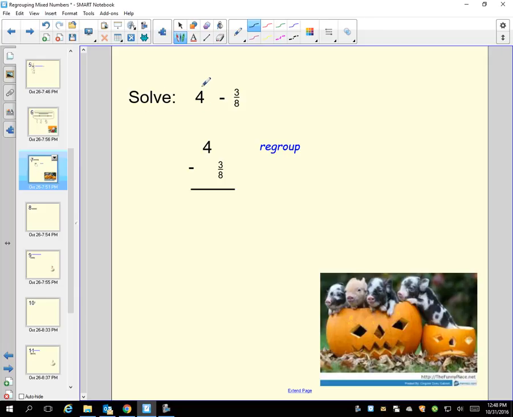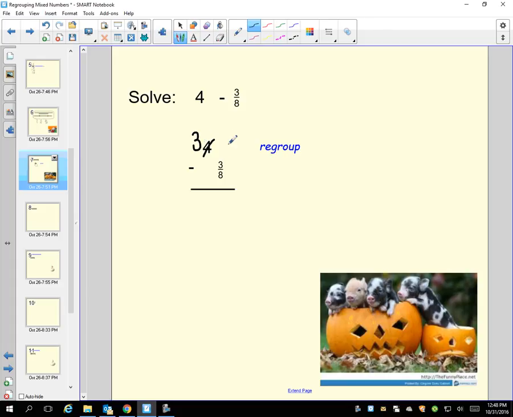Okay, we're going to solve 4 minus 3/8. Go ahead and write this problem down in your journal. Pause the video so you have time to do so. Okay, we're asking ourselves, can we take 3/8 away from nothing? No, we're going to have to go next door and borrow. So I'm going to borrow a whole. And I'm going to take the whole that I got from here and add it over here.